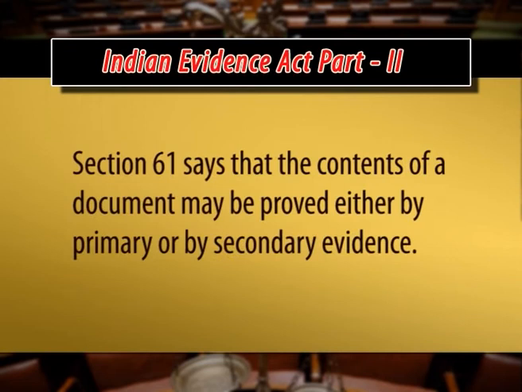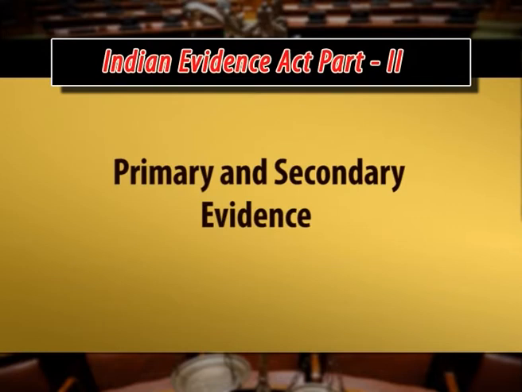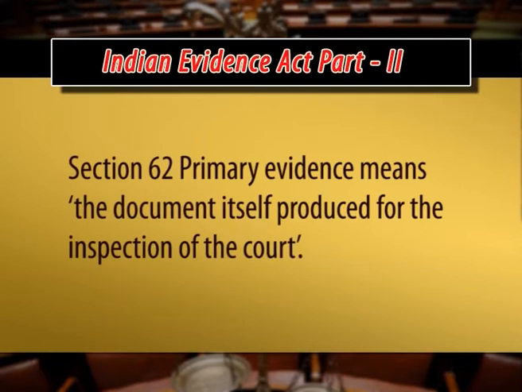Section 61 says that the contents of the document may be proved either by primary or by secondary evidence. Primary and secondary evidence. Section 62: primary evidence means the document itself produced for the inspection of the court. Where a document is in several parts, each part is primary evidence. If executed in counterparts, each counterpart is primary evidence. Where documents are made by one uniform process, that is printing, lithography or photography, each is primary evidence of the contents of the documents.